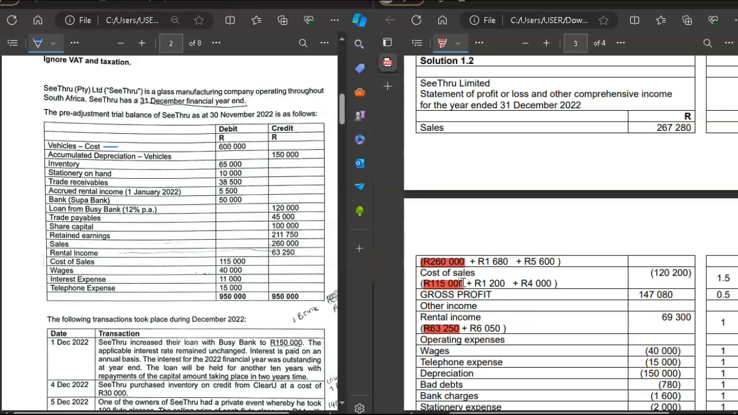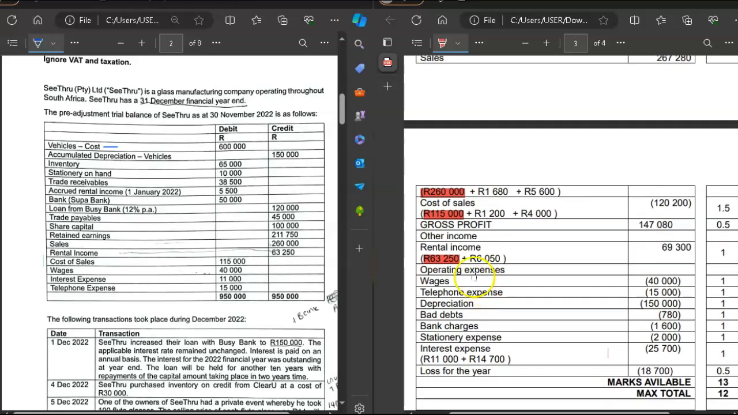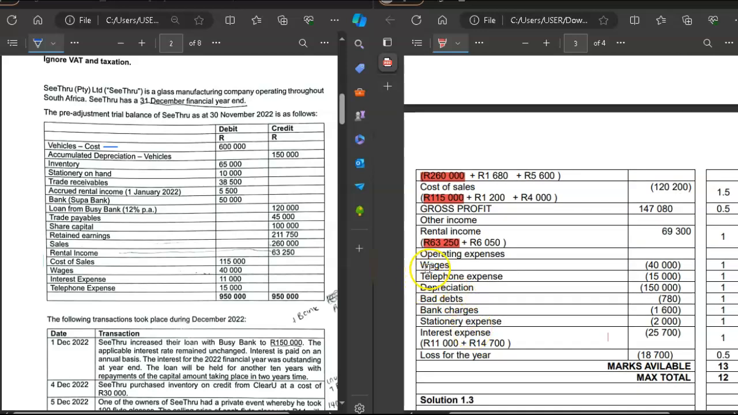The next one, wages. Wages is operating expense. So all your wages, as you can see, we already put the balance down, 40,000. Interest expense. Interest expense is the same, falls under operating expense. Most likely interest expense would be just before you do the profit, so just before that. Interest expense, it's 11,000. The next one, telephone expense. Telephone expense, it's an expense, so telephone expense, 15,000.